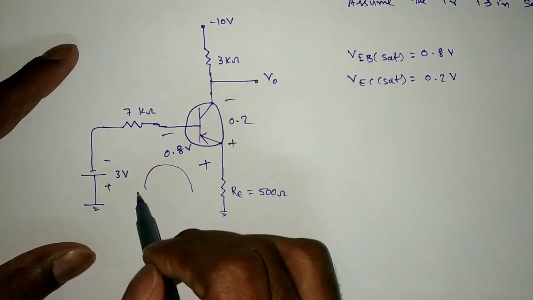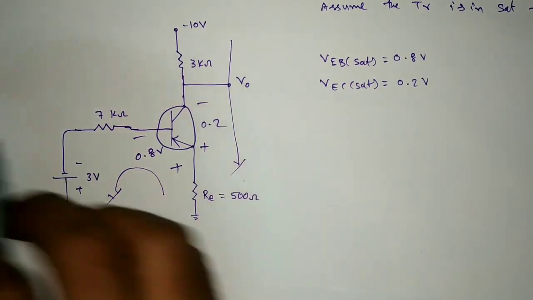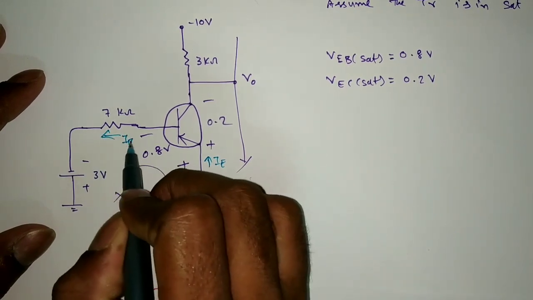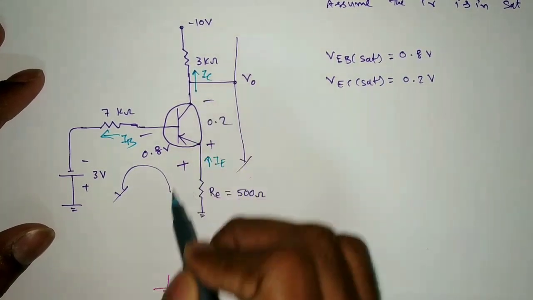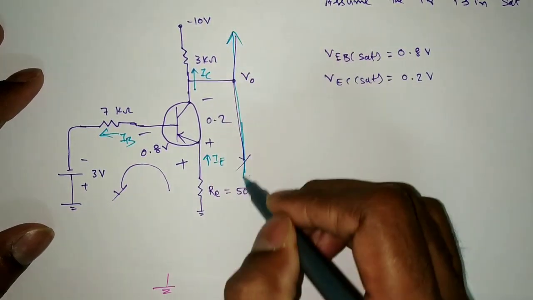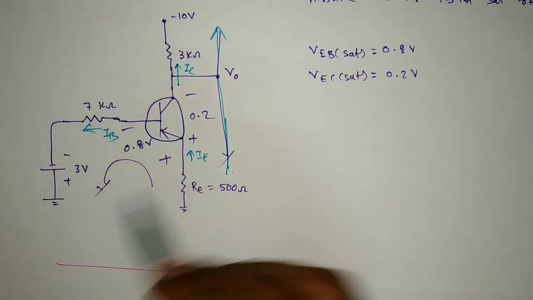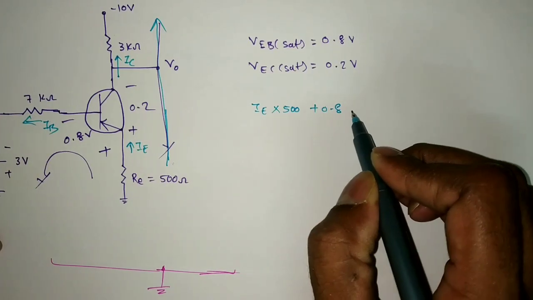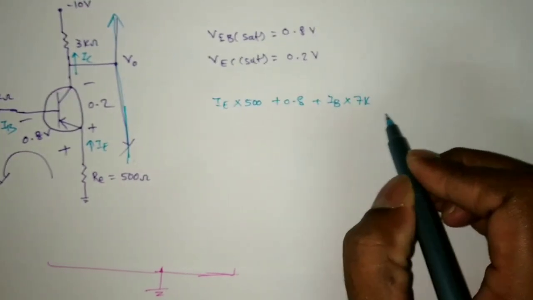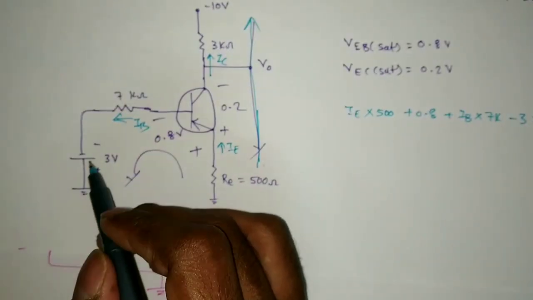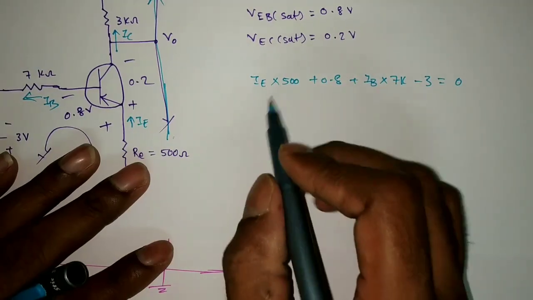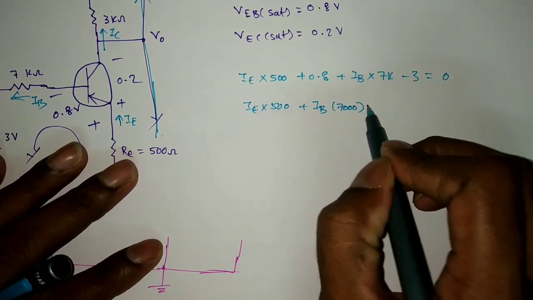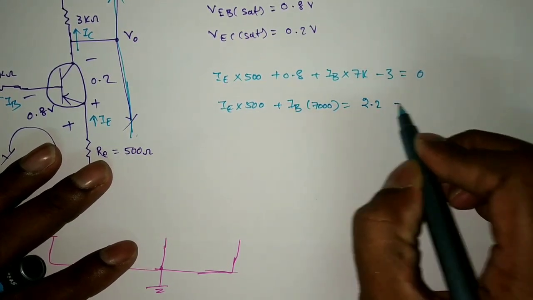So we need to apply KVLs here in this loop and in this loop and so on. What are the current directions? IE will enter like this, IB will leave the base, and IC will leave the collector. Then we can go KVL something like this. First I am writing the KVL here. IE into RE, that is 500 ohms, plus 0.8 plus IB into 7 kilo ohms minus 3 volt is equal to 0. So IE into 500 plus IB into 7000 is equal to 3 minus 0.8, so 2.2, equation 1.